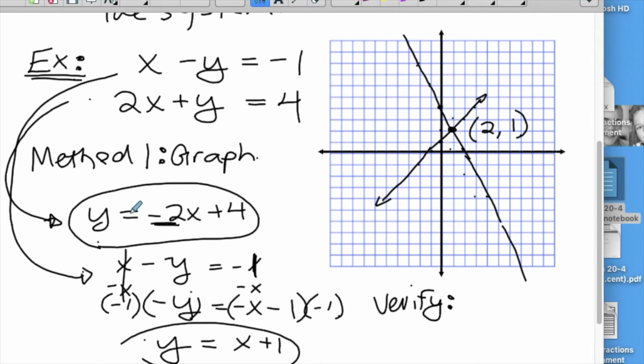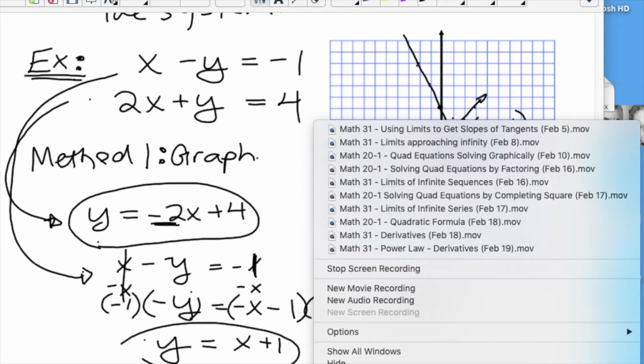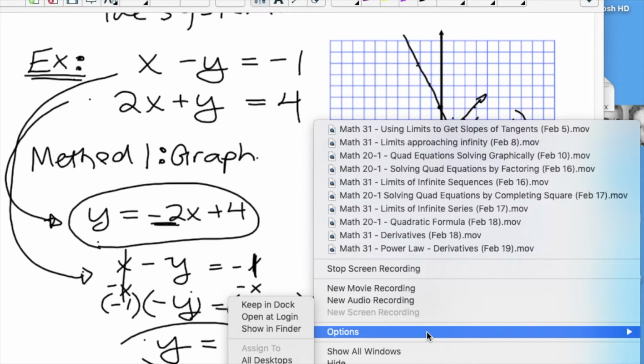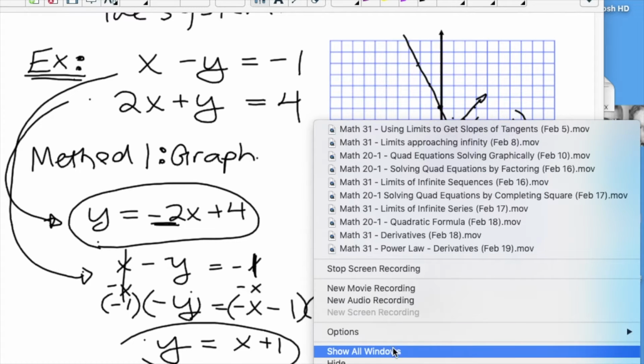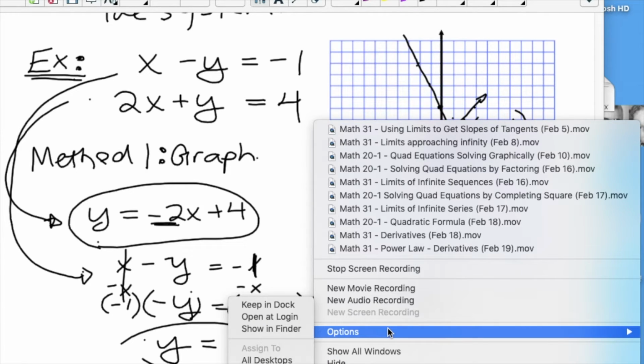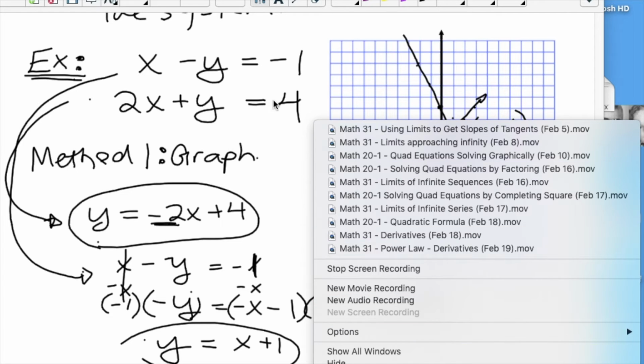Just want to see if I can pause this screen recording. I used to have a little thing that popped up that allowed me to do so. Nope, not going to be able to do so. I'll have to stop this and start again.